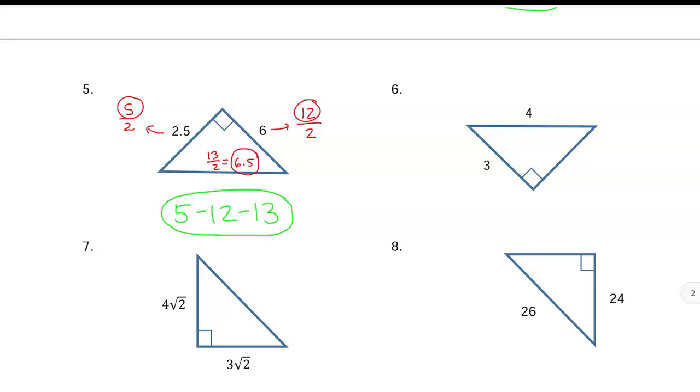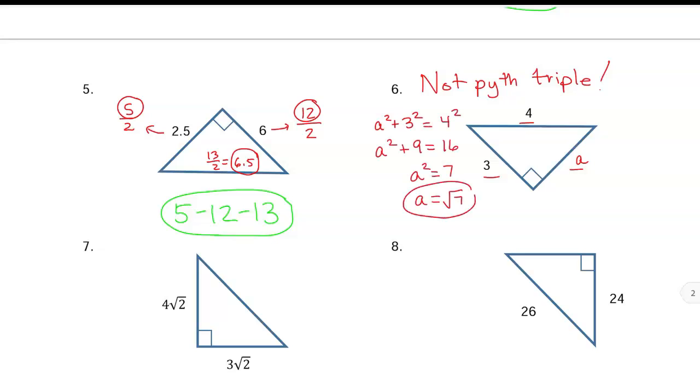You can leave it as 13 divided by 2, or you can write it as 6.5. What do you think is number 6? I see a 3 and a 4. Does that mean a 5 goes here for the 3, 4, 5 family? No. In order for this to be from the 3, 4, 5 family, the 5 would have to be on the hypotenuse. This is not a Pythagorean triple. When that happens, you have to use the Pythagorean theorem. So the missing leg, I'll call it A. So I'm going to have to do A squared plus 3 squared equals 4 squared. A is the square root of 7.